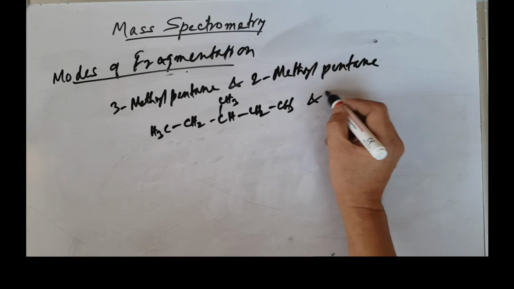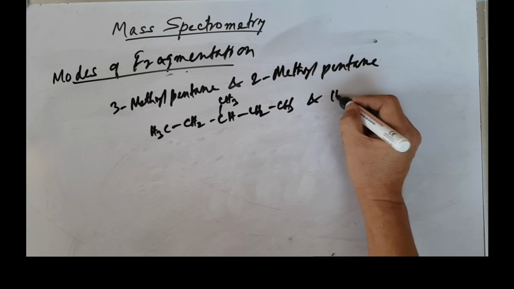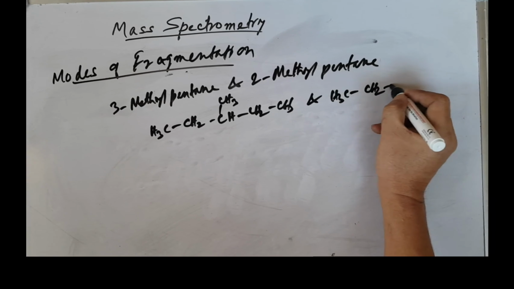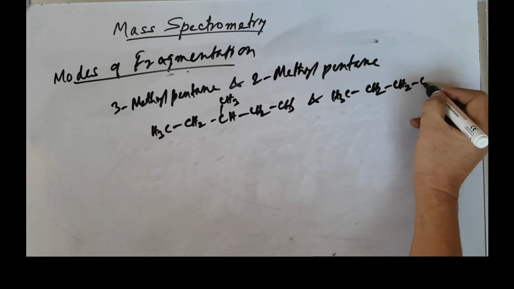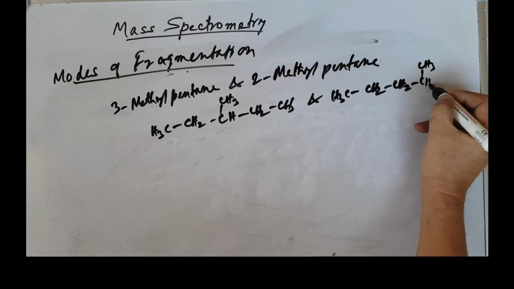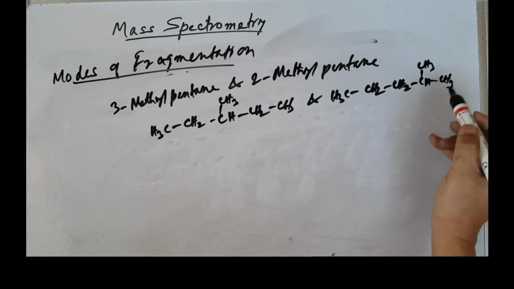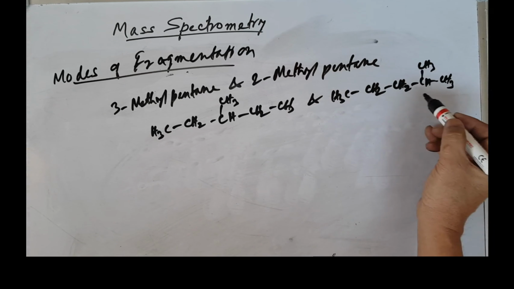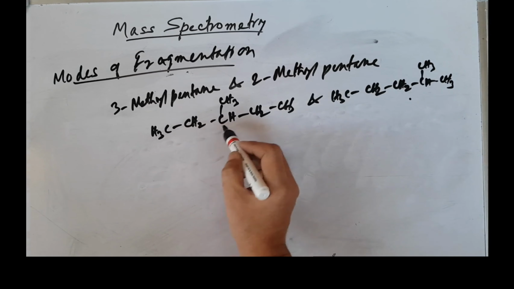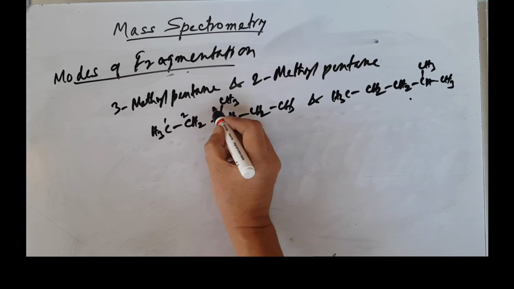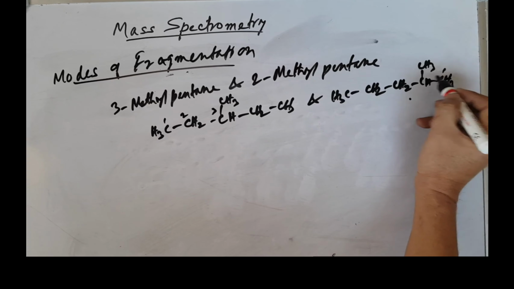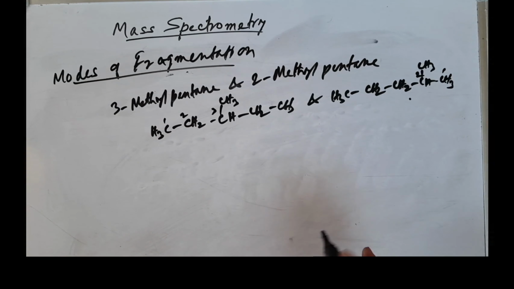Another one is CH3, CH2, CH2, CH3, CH3. Can you see this one? So here 1, 2, this is 2-methyl pentane. And this is 3-methyl pentane: 1, 2, 3. So we can compare these. They have the same molecular mass and the same m/z value, so they can have some common ions.